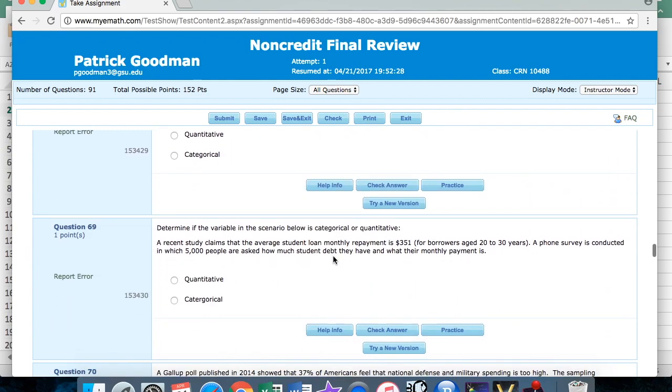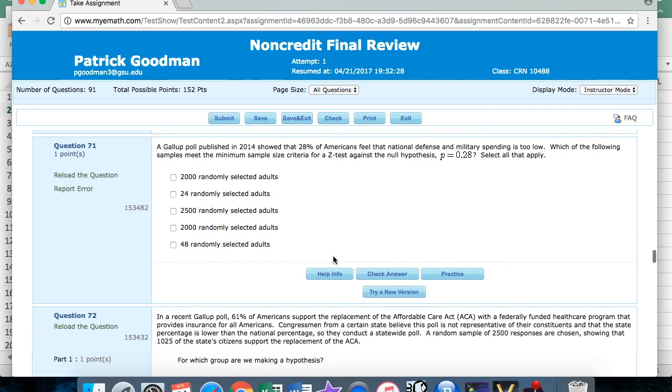Okay, now problem 71. A Gallup poll published that 28% of Americans feel the national defense and military spending is too low. Which of the following samples meet the minimum sample size criteria for a z-test against the null hypothesis p is equal to 0.28? So this is testing this.